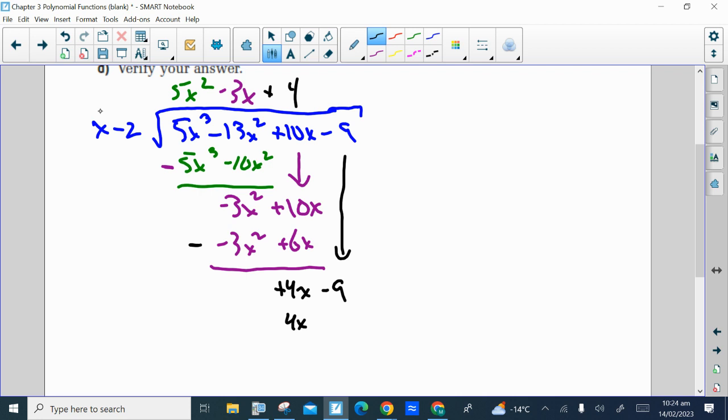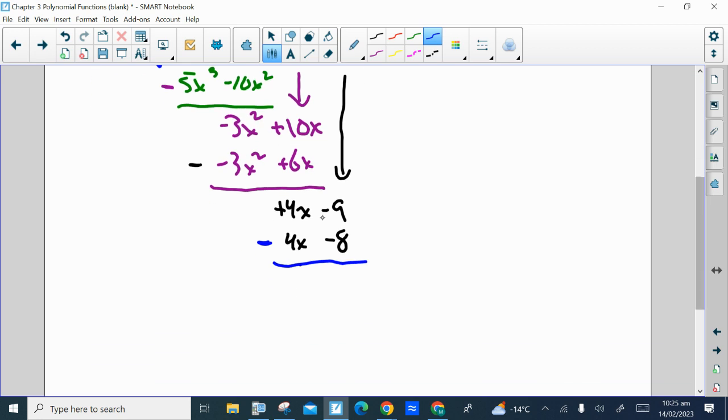The 4 times the x in front gives you the 4x. As well, the 4 times the negative 2 is negative 8. And then remember, we are subtracting. 4x minus 4x cancels. But then the negative 9 minus the negative 8, the minus becomes a plus positive. It'll become negative 9 plus 8, which is negative 1. That's our remainder.